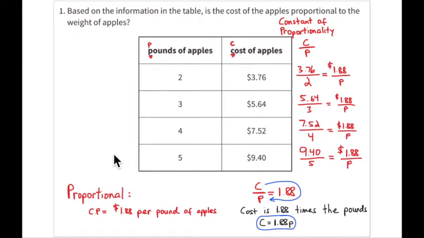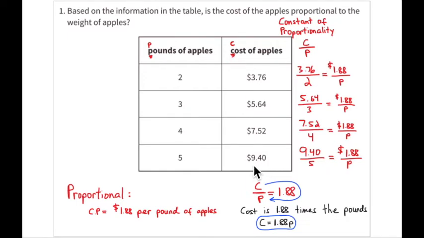And so what that proportional relationship means is that regardless of what you multiply the number of pounds of apples by, so 2 pounds of apples times 2 is going to give you 4 pounds of apples, the cost of the apples is going to increase by that same factor. So they are going to increase by a multiple of 2. If you were to multiply the 1 pound of apples by 5, then the cost of the apples is going to increase by a factor of 5. So $1.88 times 5 is going to give you $9.40.